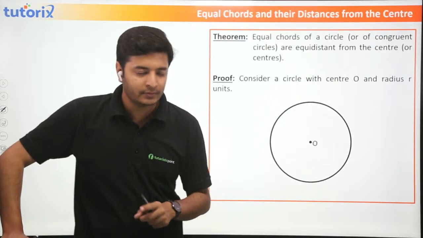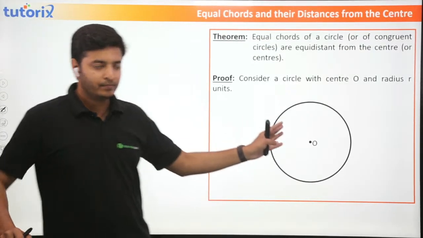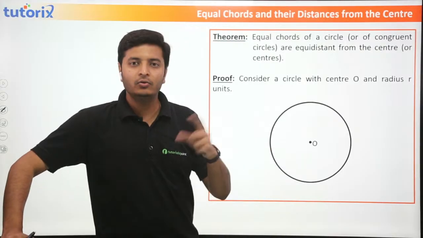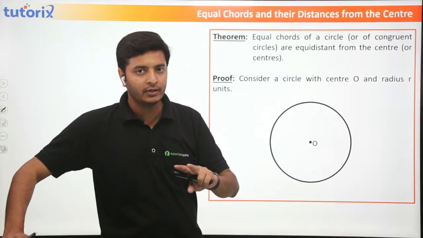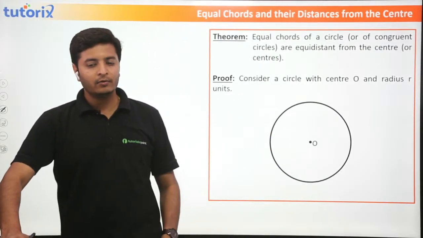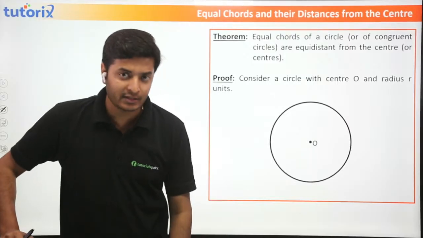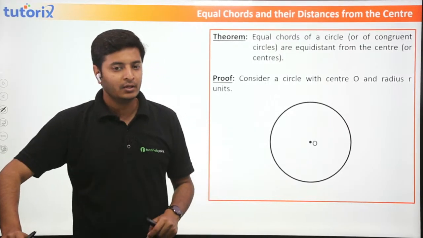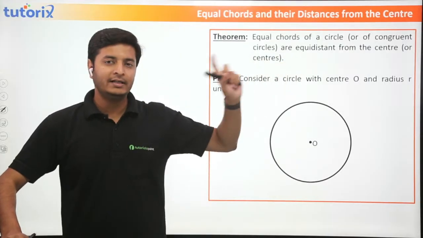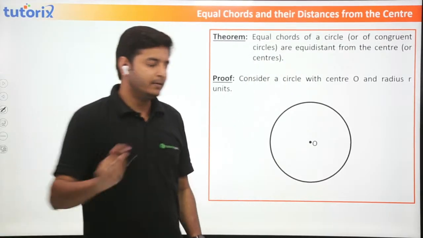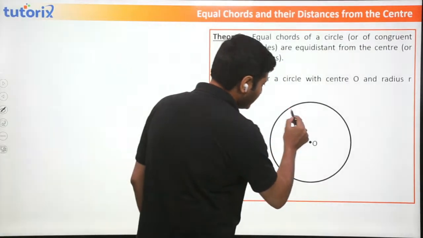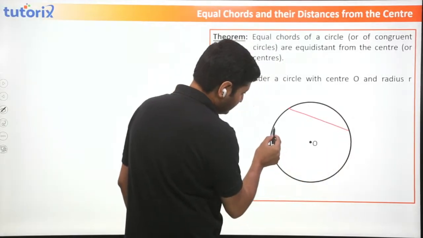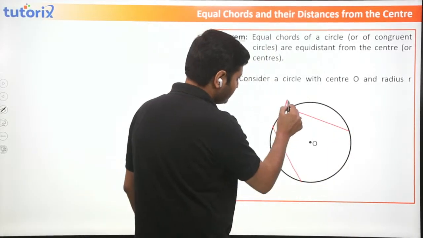So we need to prove that if we are having two chords in the same circle or in two different circles, but the circles are congruent. When can two circles be congruent? When they are having the same radius. Then they are congruent. Equal chord means the length of the chords are equal.